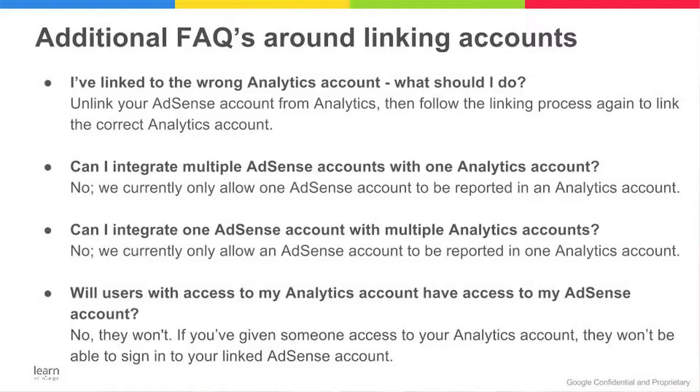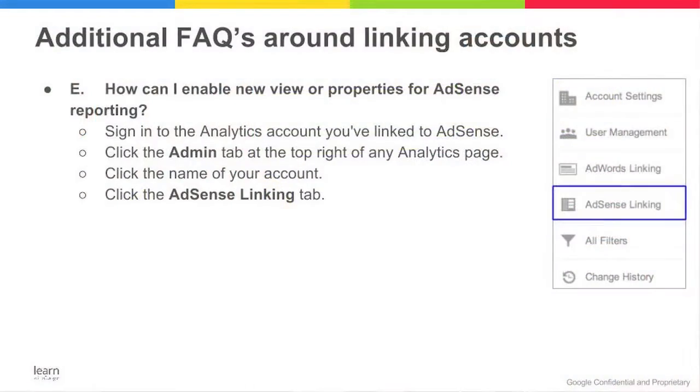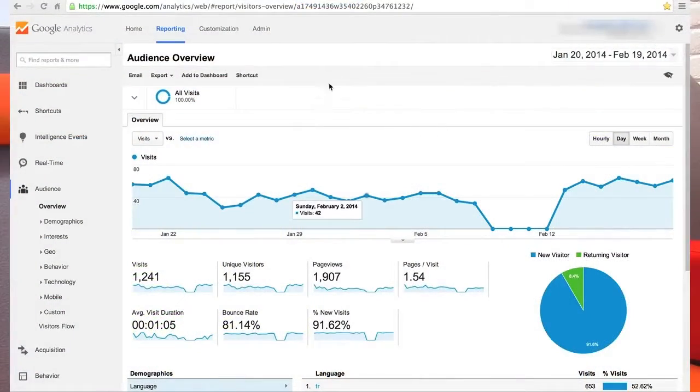Okay. So you mentioned at the beginning so much of the additional data that a publisher could view by linking their AdSense account. Maybe now we could look a little bit more into the reporting. So how can I enable new views or properties for AdSense reporting? So first of all, just sign in to your analytics account, which is linked to your AdSense account.